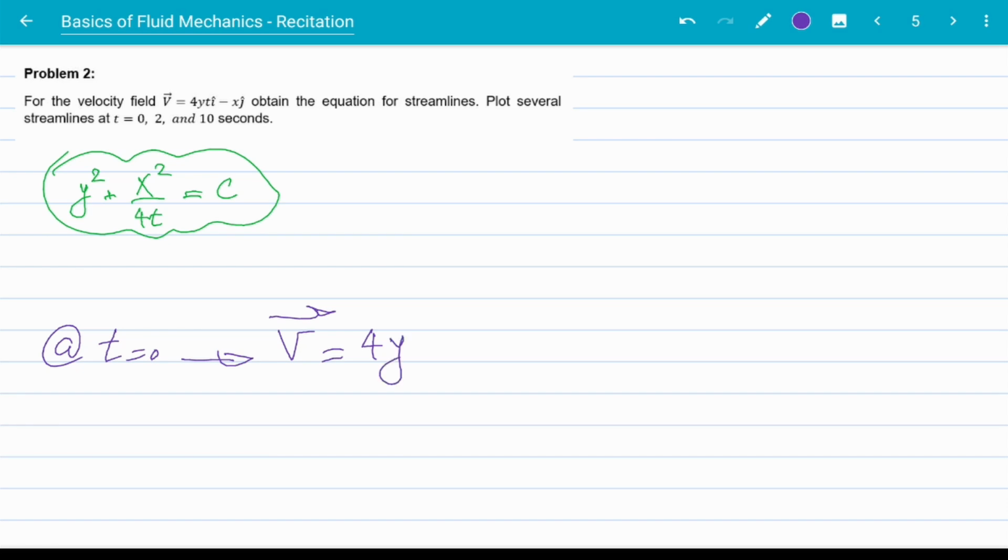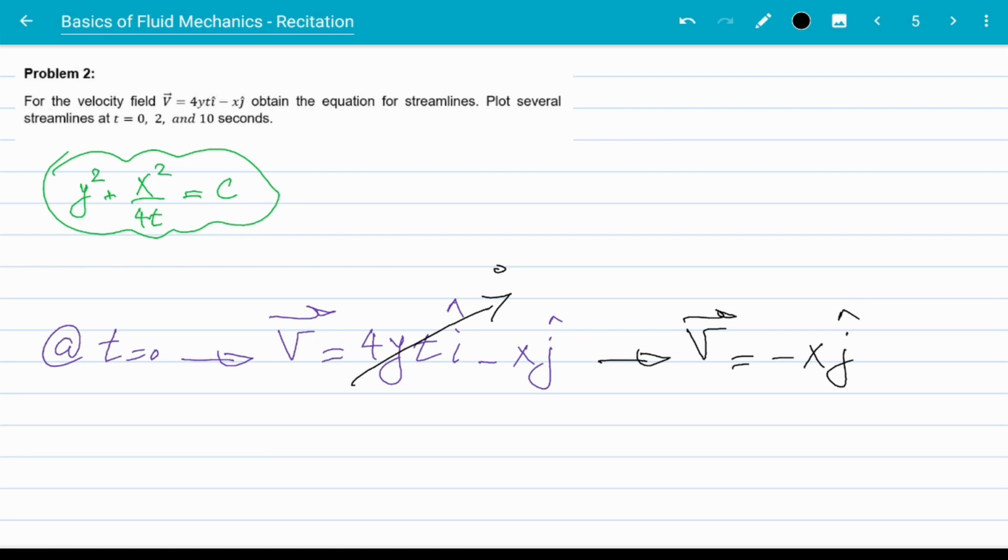4yt in the i direction, negative x j direction. Now, if t is equal to 0, this term drops, and I end up with the velocity field is negative x in j direction. So what does this mean? It means that initially, when time is 0, the velocity field at every point is parallel to the y-axis. As you can see, there is no i term or any velocity component in the direction of the x-axis. So at every point, the flow is parallel to the y-axis.